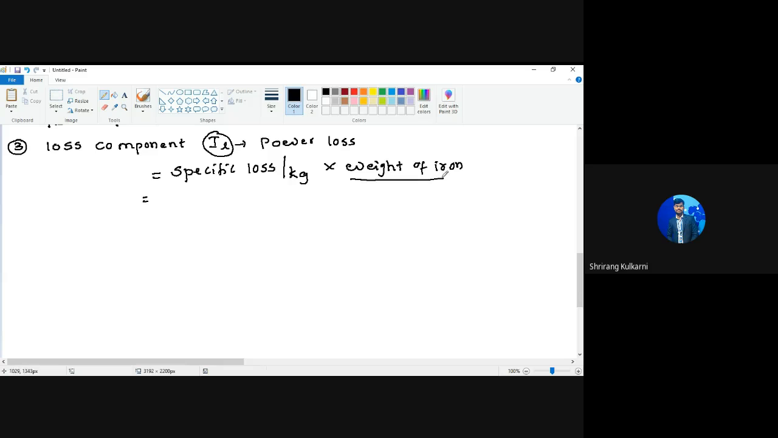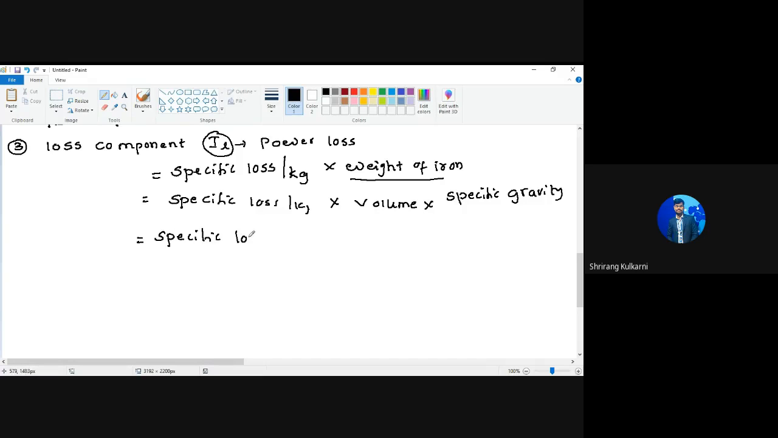Weight is not given. How to calculate weight then? Weight is the volume into specific gravity. Weight is equal to volume into specific gravity. If you multiply, you get the weight of the iron. Again, is volume given or not? No, volume is not given. Then how to calculate volume? We can calculate volume like this.